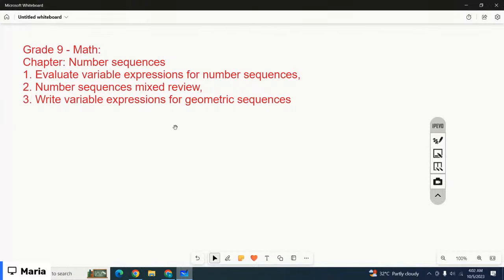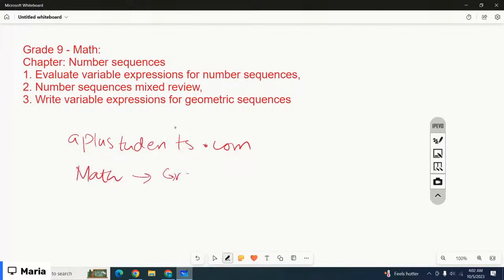So you can find all the lessons on aplusstudents.com. You have to log in there using your email address and password as provided by the administrator. Then you have to select math from the subject tab. Scroll down to grade 9 and then click on view all lessons. So there you can find a list of the chapters. We're going to start with the chapter number sequences.